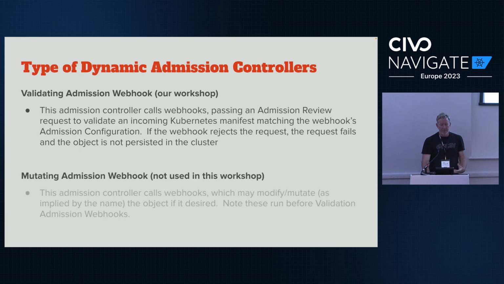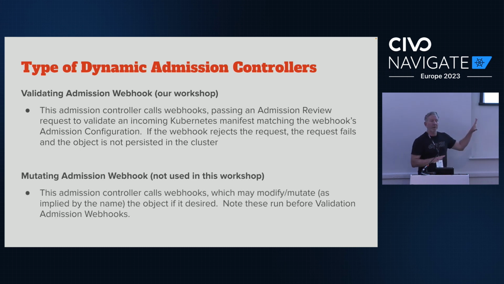The other type is called the mutating admission webhook, not used in this workshop. It allows you to intercept something, modify it, mutate it, and then if you have a validating admission controller, it passes it on afterwards to the validating admission controller. It is possible to design your Kubernetes cluster in a way that you create mutations that then get blocked by your validation. Bad idea.